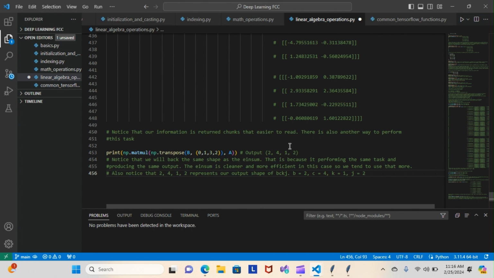Now this shape here represents this output here. It's the same thing, it's just that we have it in shape form. And that was what we went over today.